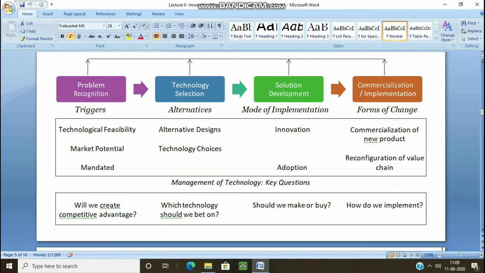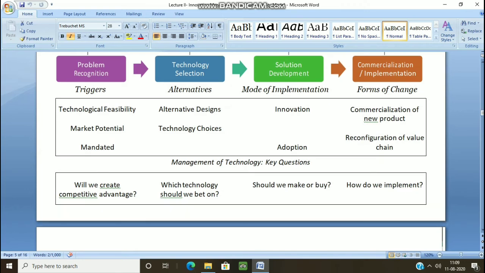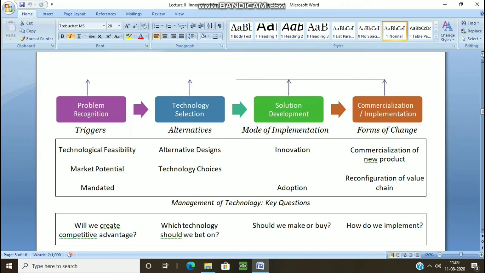There are the steps: technological feasibility, market potential, mandated, will we create competitive advantage. Okay, so what is technological feasibility? Sometime before I told you, is it feasible to implement in a new software? That is called feasibility, and you can say as-is and to-be. Suppose we are keeping our accounts in Excel, and right now we have to implement SAP or ERP kind of technology. Definitely we think about the feasibility of the change, that is called technological feasibility.